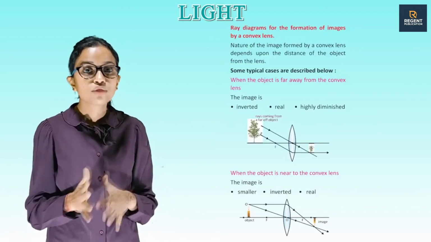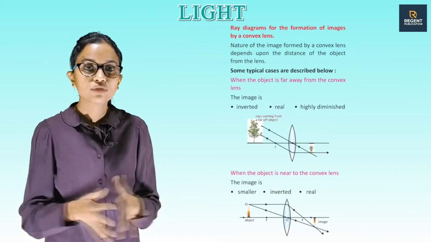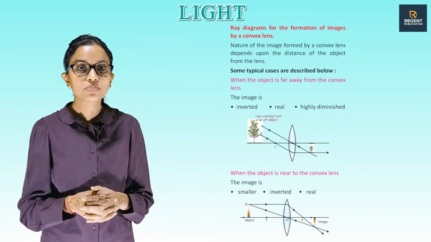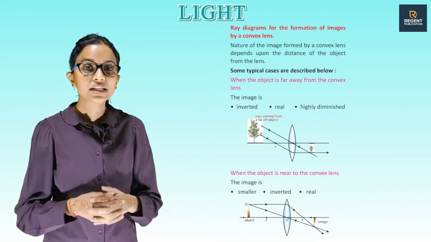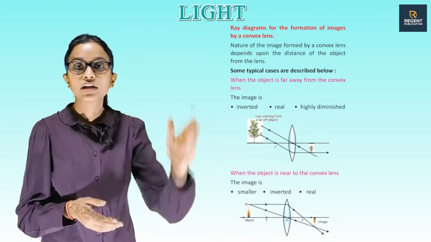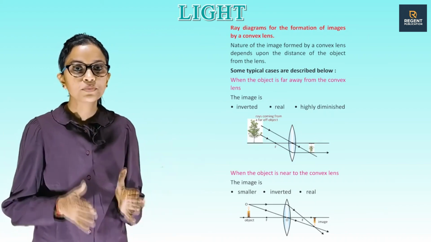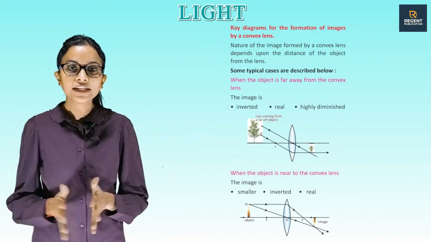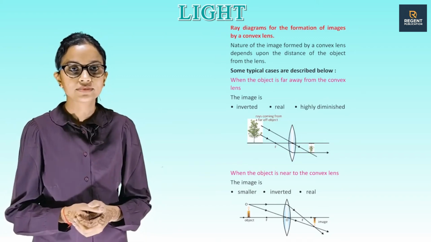Ray diagrams for the formation of images by a convex lens. The nature of the image formed by a convex lens depends upon the distance of the object from the lens. Some typical cases are described below. When the object is far away from the convex lens, the image is inverted, real, highly diminished. Now see this diagram for your better understanding.